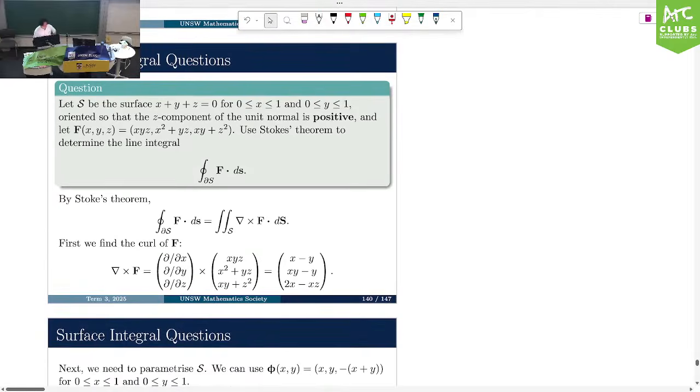So if we try and have a look through this example, we have a surface here and a vector field.